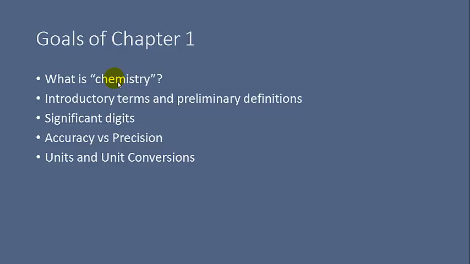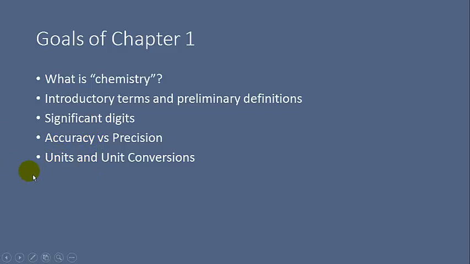Why are we taking this class? And why is it important to take this class? A couple of introductory terms and preliminary definitions. We'll go into a discussion of significant digits. And then we will talk about accuracy versus precision, know some of the differences between the two and their definitions.